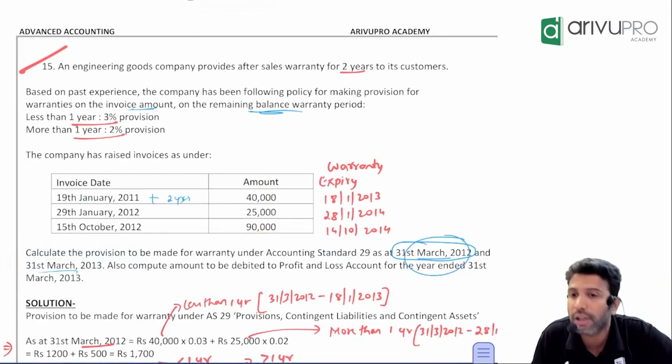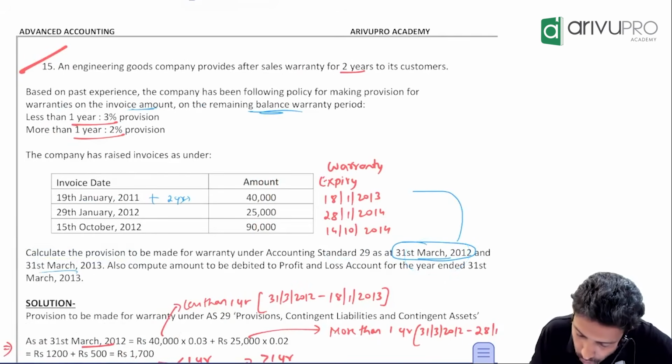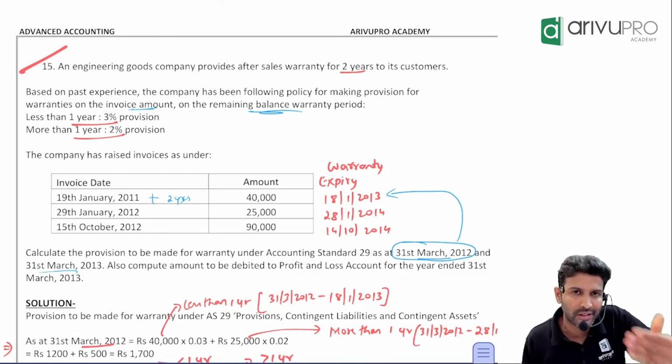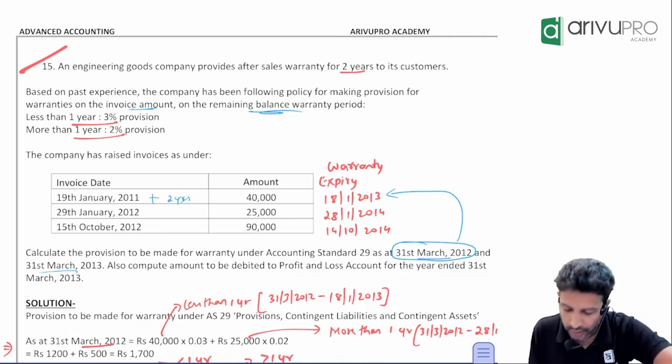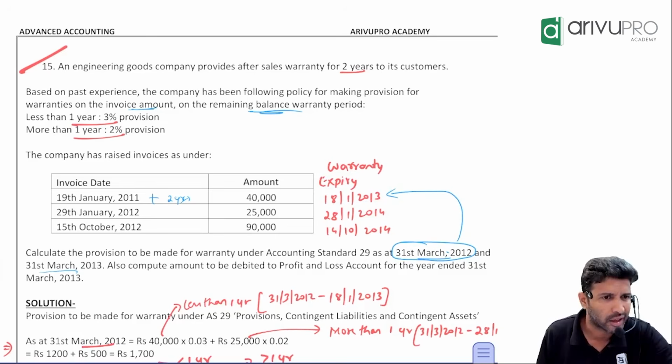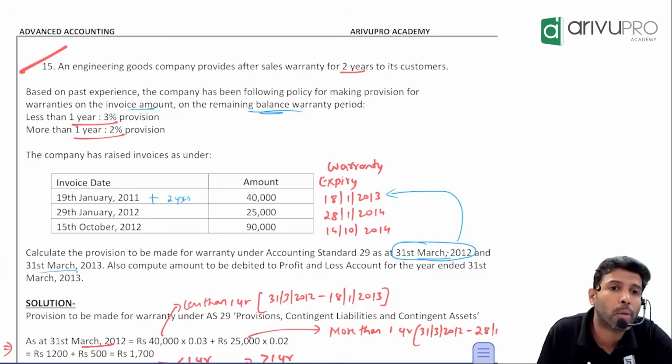31st March 2012. Sir, from here, you count here. I don't want the exact count. I just need you to tell me whether it is less than 1 year or more than 1 year, from 31st March 2012 to 18th January 2013. If you count, it is roughly 10 months, correct? So is this less than 1 year or more than 1 year?